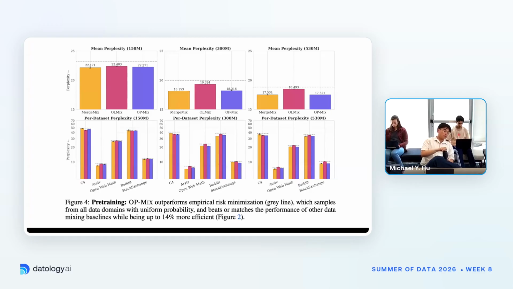Are you thinking about repeating the data in the pre-training setting? Yeah, in the pre-training setting. That's what I was saying: in the pre-training setting, the overfitting doesn't kick in for a long time. You can do multiple epochs.